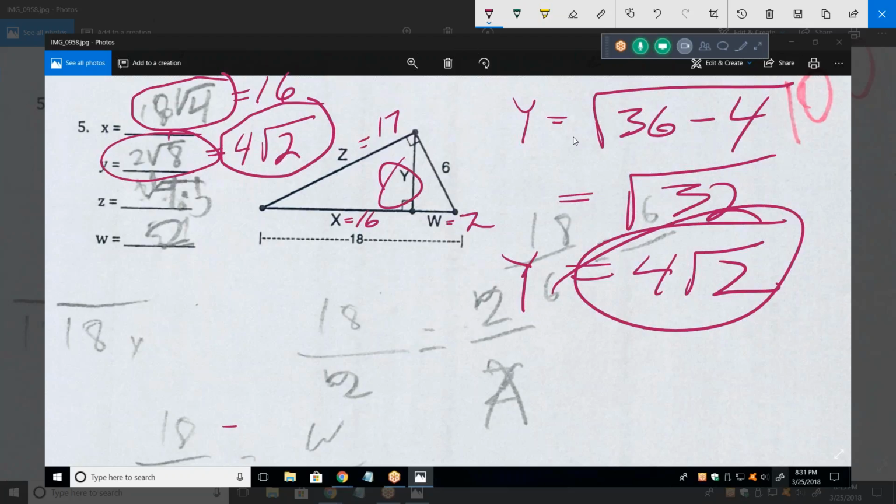Same thing for z. In other words, don't give your answers in radicals that can be reduced to a whole number. It's one thing, square root of 5. You leave that as it is. But if I have square root of 9, I don't leave it as that. I leave it as 3.